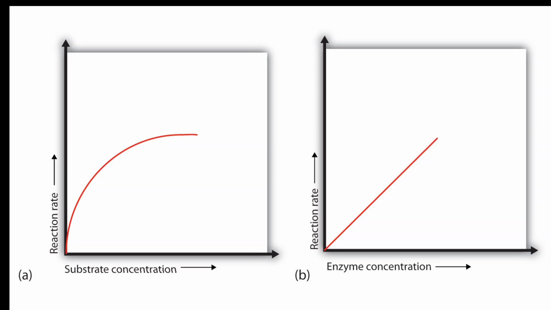In graph B on the right side, we see a linear relationship between the reaction rate and now enzyme concentration. So going with that same analogy as the assembly line, if we increase the number of workers, then of course we're going to be able to increase the amount of product that we can create from the materials that are provided. And that relationship is going to be linear. For every one enzyme that we increase by, we can see a linear increase of the reaction rate.